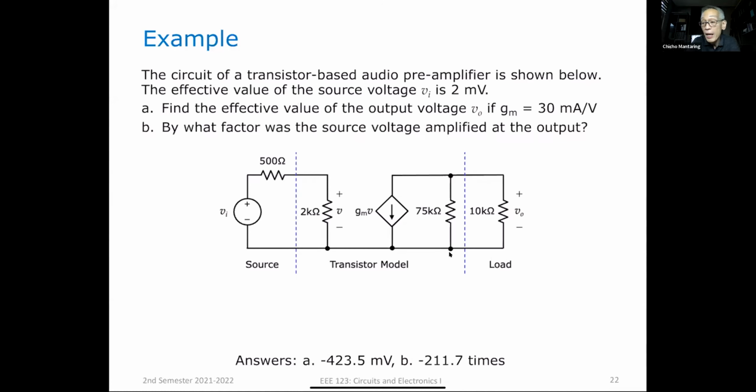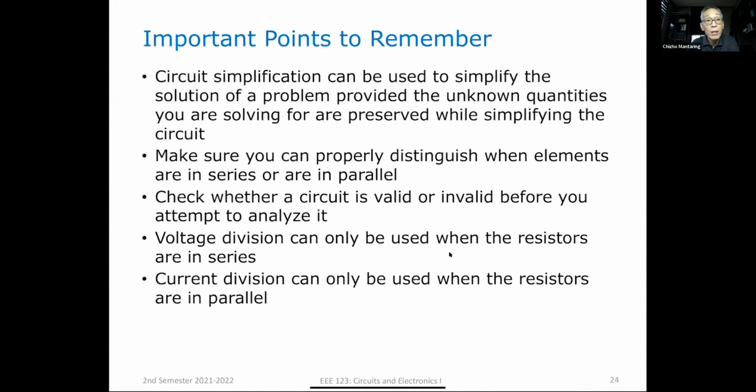So that's what I have for today. Here are just some important points to remember. Number one, circuit simplification can be used to simplify the solution of a problem, provided the unknown quantities you are solving for are preserved while simplifying the circuit.